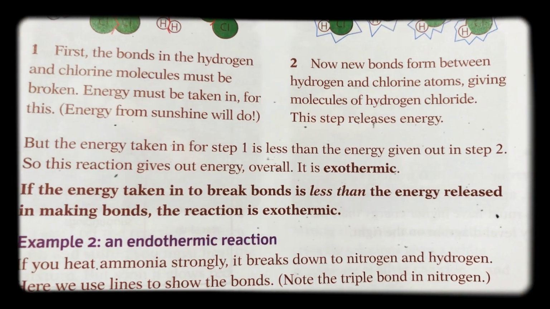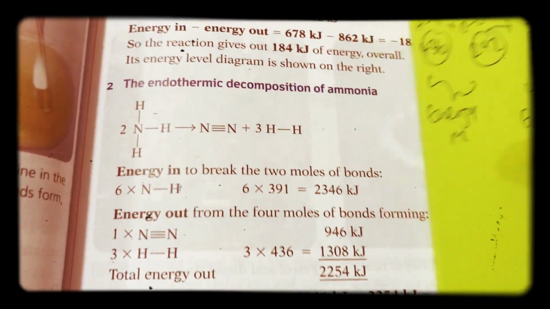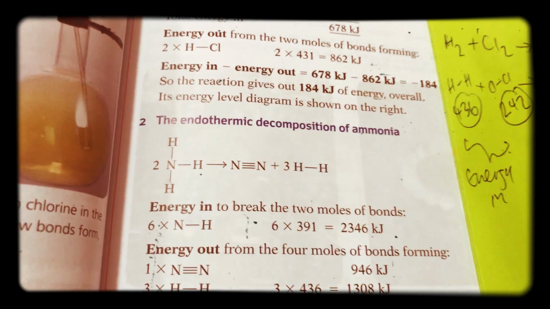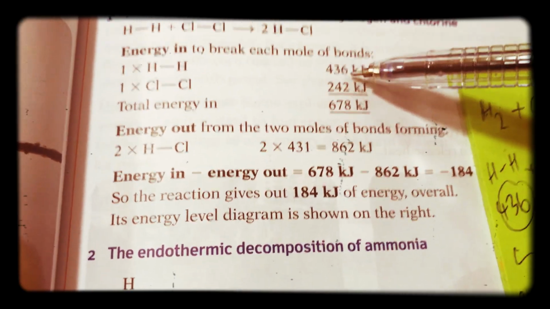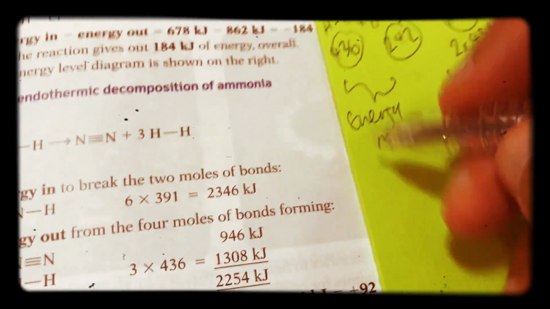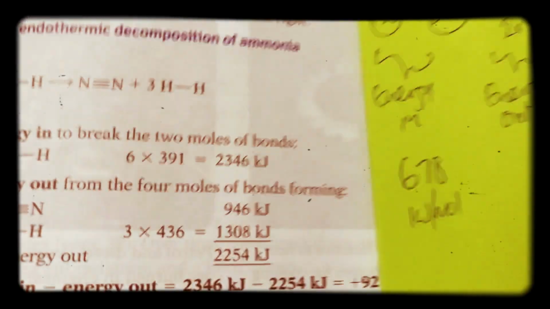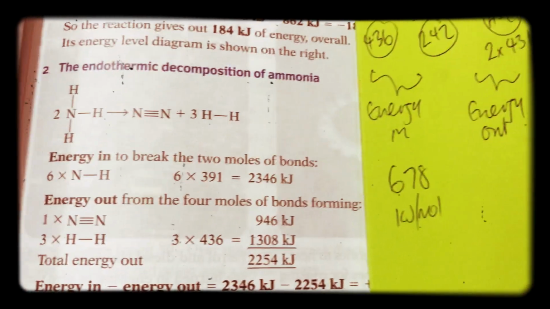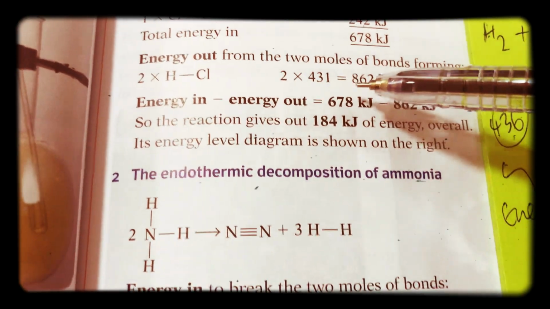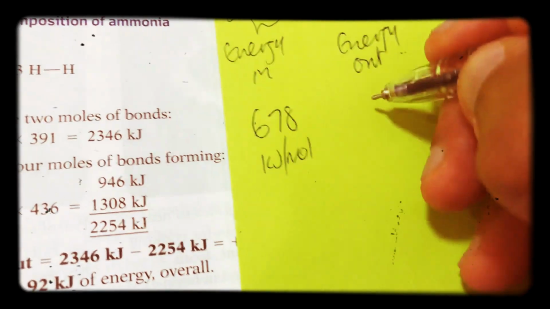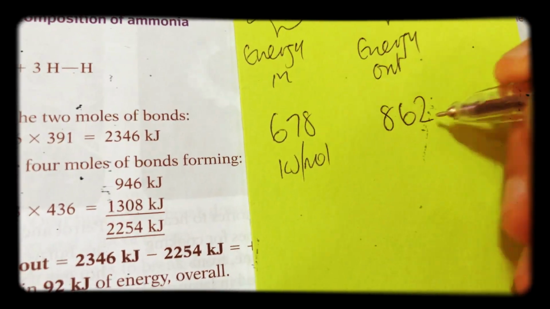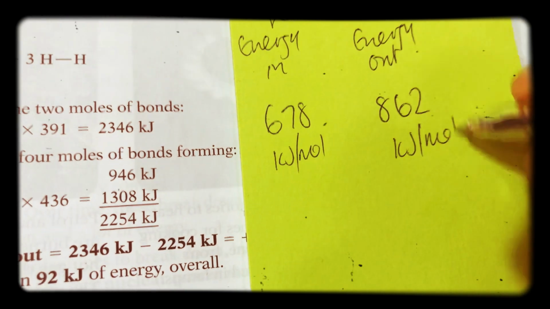Now, what we need to try and figure out is this. If the energy taken in to break bonds is less than the energy released in making bonds, the reaction is exothermic. So just do a quick calculation, right? The energy in is 436 plus 242, which is 678, okay? I'm just going to put the units there, just for completion, right? And then the energy out is 2 times 431, which is 862. Okay, kilojoules per mole, all right?